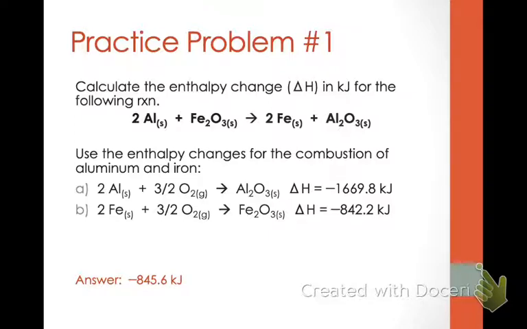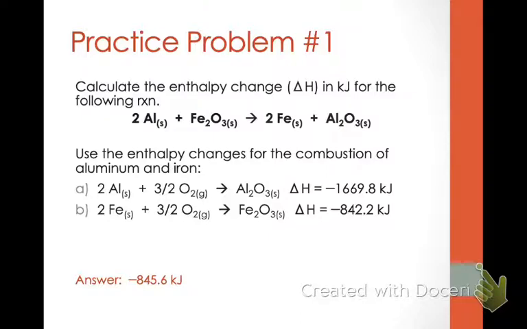So for practice problem number 1, which is up on the screen right now, you probably noticed those fractions and probably panicked right away, but there really is no need to panic. If I look at reaction A, the aluminum, there's 2 aluminum on the reactant side, and the Al2O3 is on the product side, and that matches with the overall reaction that's given in bold. So I don't need to change that one. That one's going to stay the same.